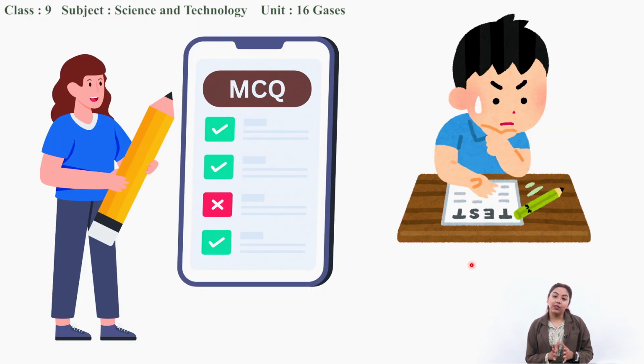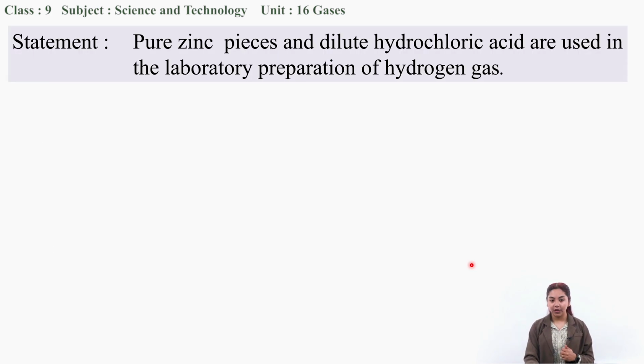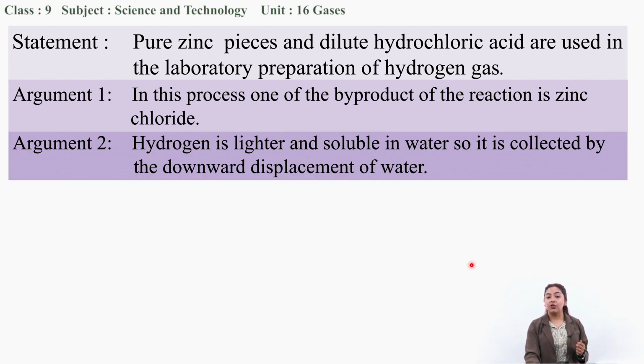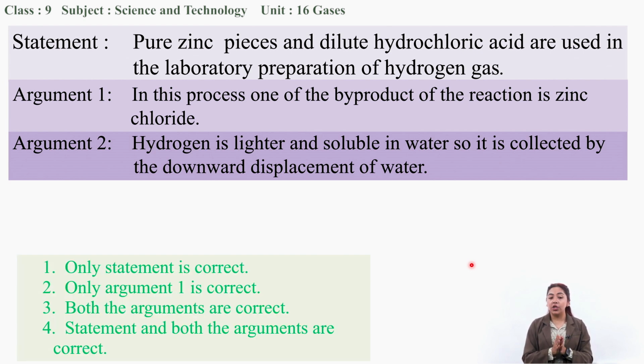Now, since we have studied so much about hydrogen, let us check ourselves by trying to solve this one MCQ. So this is a statement. Pure zinc pieces and dilute hydrochloric acid are used in laboratory preparation of hydrogen. Argument 1 is, in this process, one of the byproducts of the reaction is zinc chloride. The second argument is, hydrogen is lighter and is soluble in water, so it is collected by downward displacement of water. Now we have to see which of these 4 options is correct.